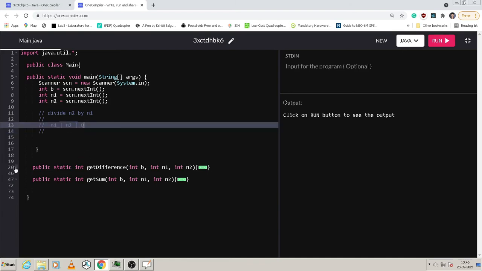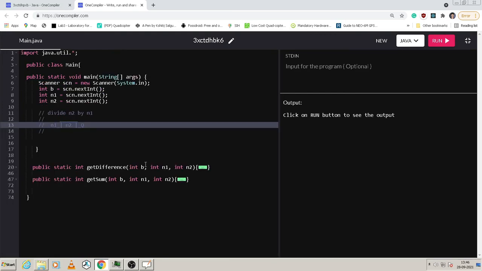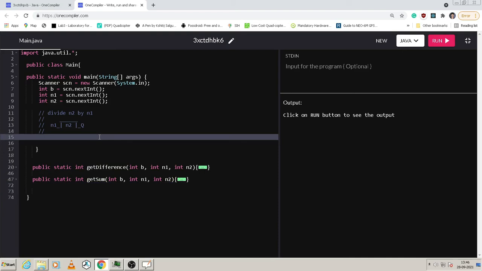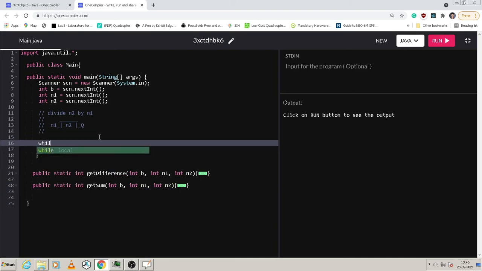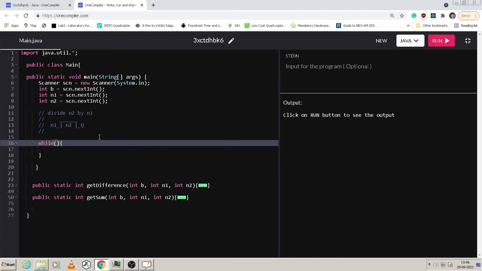So I have already pasted these codes here. These are the exact same functions from Sumit sir's class. Get difference function is the subtraction function, any base subtraction function, and this is any base addition. Now what we had to do, while, what was the condition for while, n2 is greater than or equal to n1.